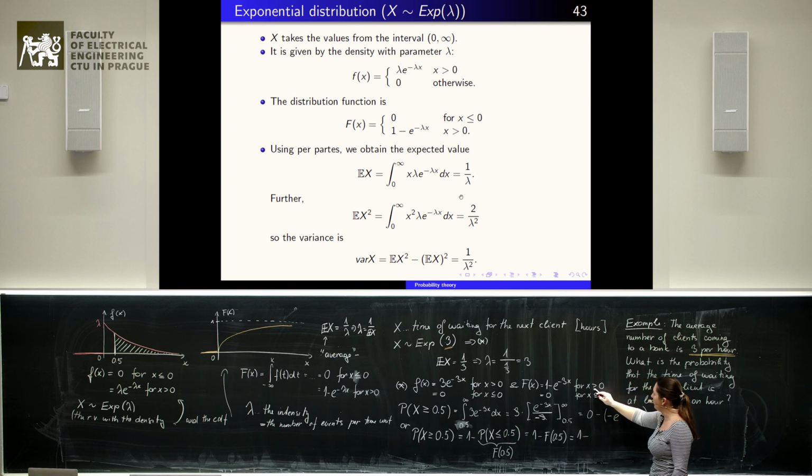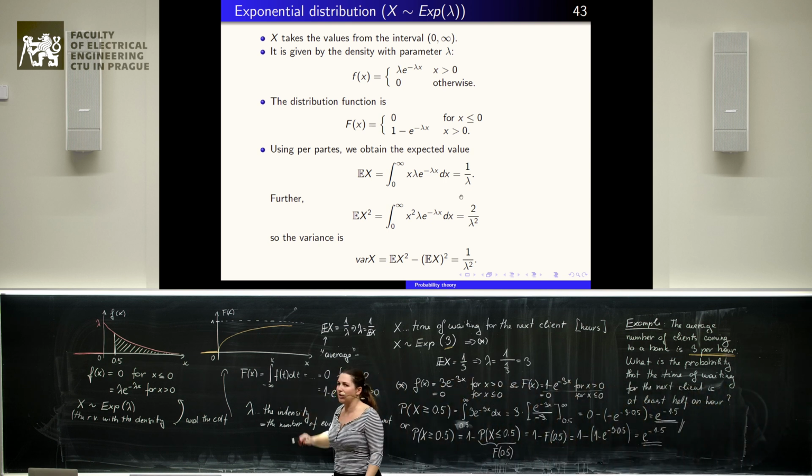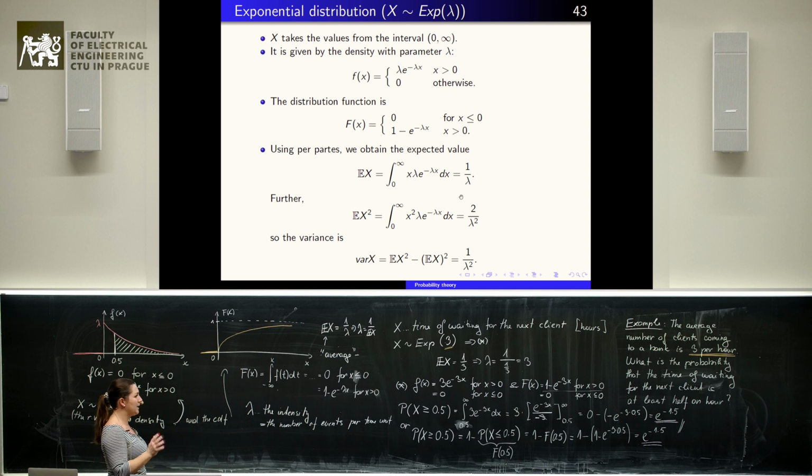So it is 1 minus the distribution function at the value 0.5, which is positive, so we will use this description: 1 minus e to the power of minus 3 times 0.5. 1 minus 1 is 0, minus minus e to the power of minus 3 times 0.5 is minus 1.5. And that's the same result again. Both these approaches are in fact the same because they are based on the same idea. Since the distribution function is the integral of the density, we can calculate this probability using the distribution function without calculating the integral, because it is calculated here. So everything is connected, but it's up to you what is better for you, what you prefer.